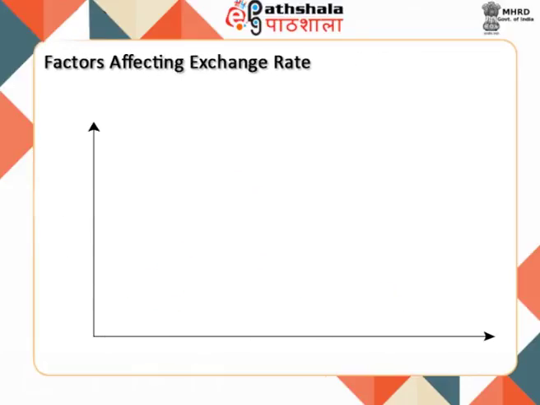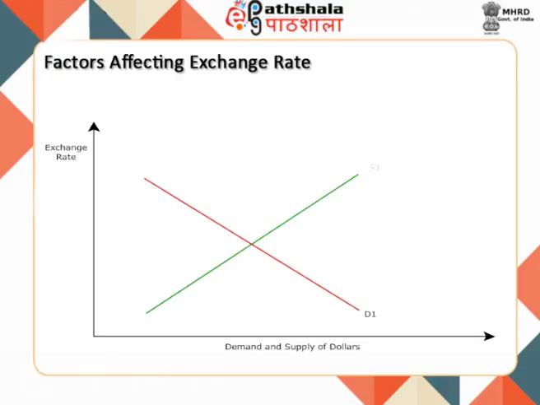Relative income level. Changes in income level influence purchasing power and hence the demand for domestic as well as imported goods. Suppose the level of income in India rises while the level of income in US is constant. Increase in income results in residents demanding more goods, domestic as well as imported. Increase in imports means increased demand for foreign currency, USD in this case. The demand for USD increases, demand curve shifts rightward from D1 to D2.